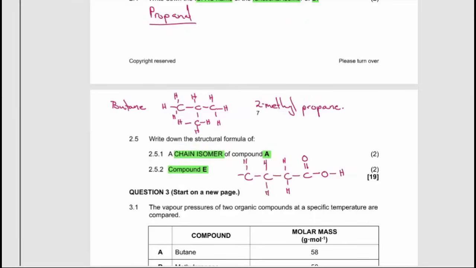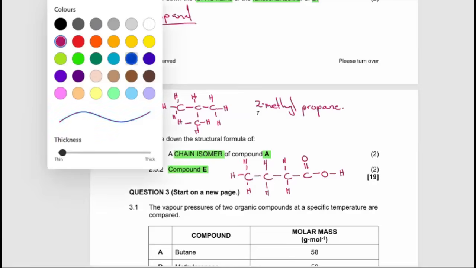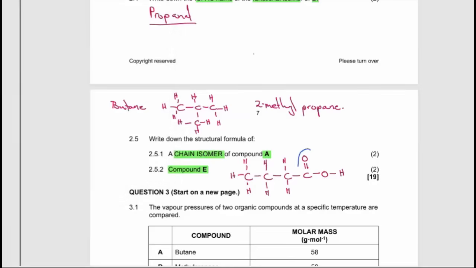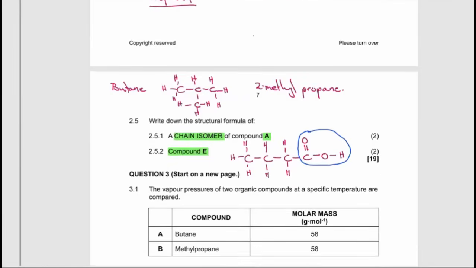So this is the structural formula of what? Butanoic acid, right? Take note of the functional group there at the end, which is our COOH, like that, right? Okay, so then we're going to proceed to question 3.